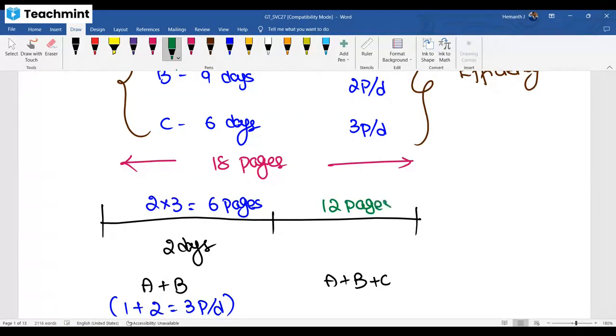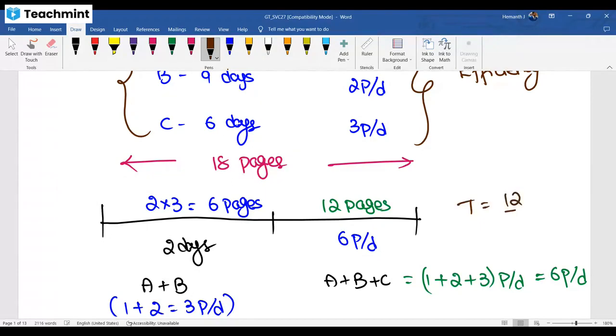Who should do that is A plus B plus C. A can type 1 page per day, B can type 2 pages per day, C can type 3 pages per day. So all together they can type 6 pages per day. Your target is to type 12 pages at 6 pages per day, so 12 divided by 6, you require 2 days.